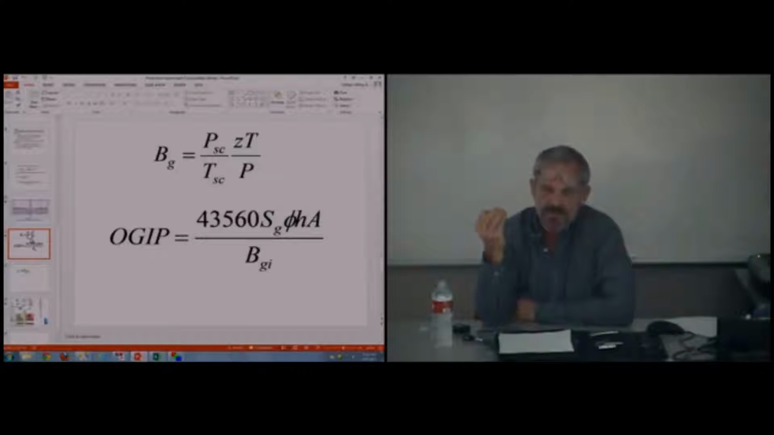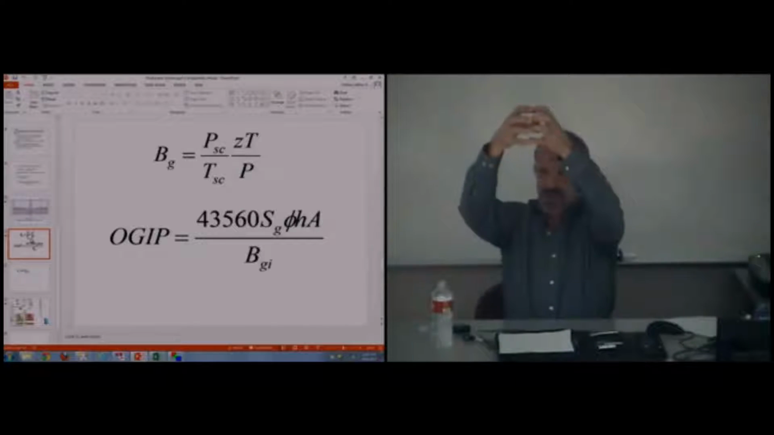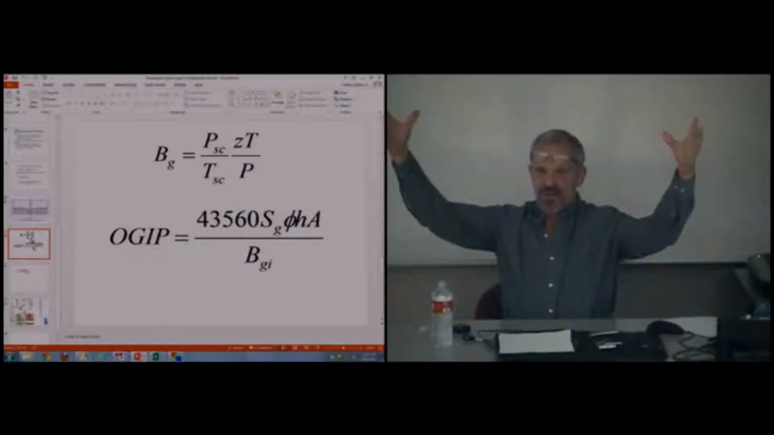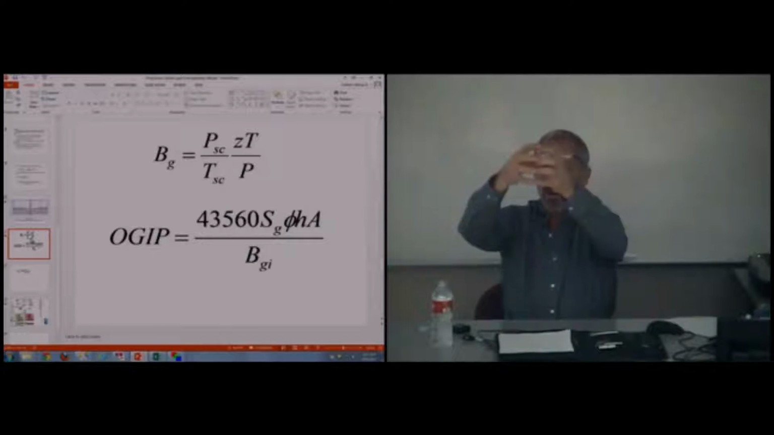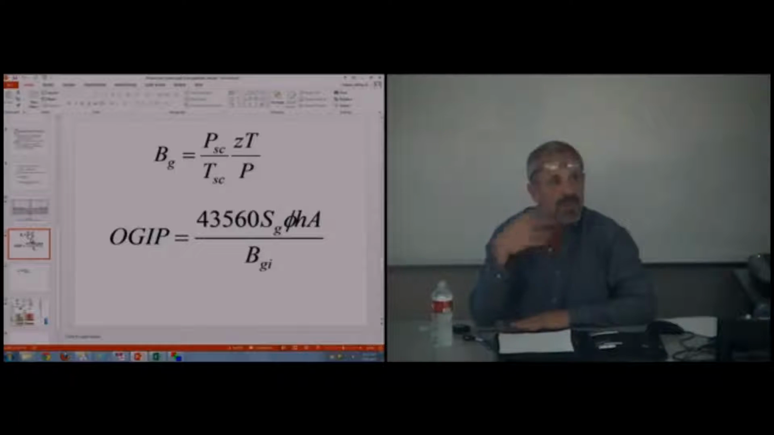B sub G is the formation volume factor. You'll see other definitions in the book, but in my opinion, it's always reservoir volume per standard volume. In other words, if I took gas at high temperature and high pressure, and I put it in a canister and I brought it to the surface, how much is it going to expand to? So the reservoir volume per standard volume is going to be a number bigger than 1 or less than 1.